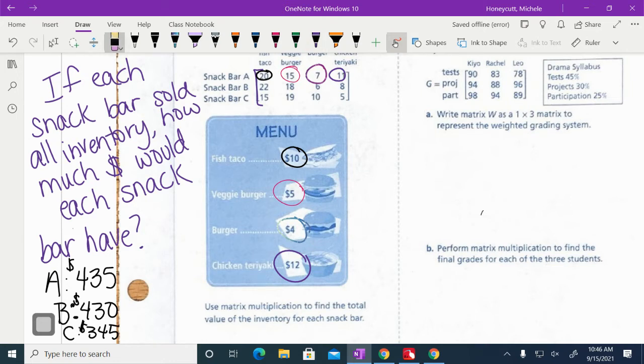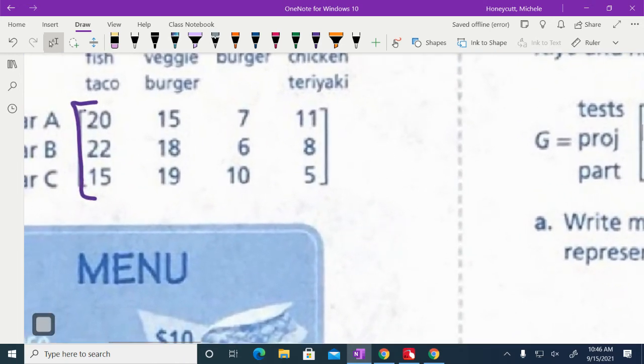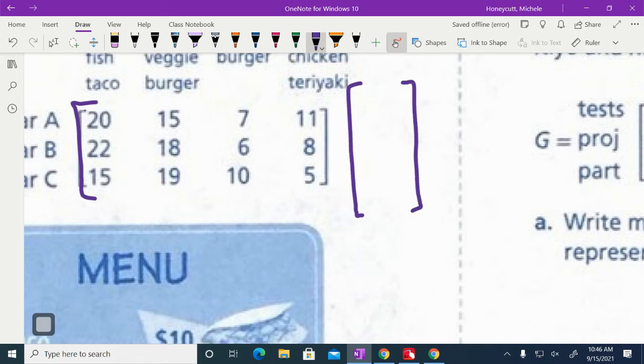So let's do this with matrix multiplication. If you need to use some of this space to carry your work, go ahead. We already know the answer, so it's like watching a historical movie where you already know the ending, but let's focus on how we get there. I'm going to multiply this matrix by the menu matrix that has 4 numbers: 10, 5, 4, 12. Where am I getting these numbers? From the menu.